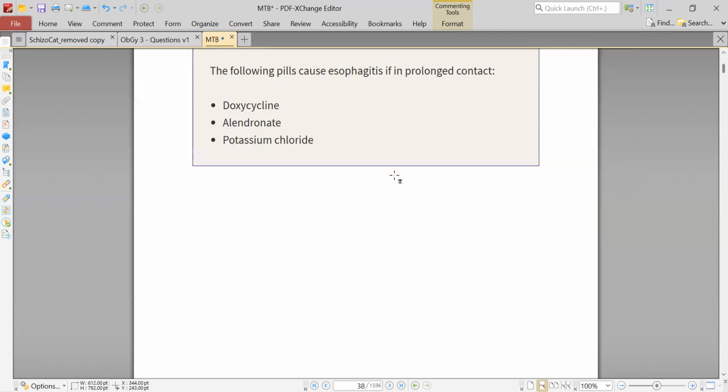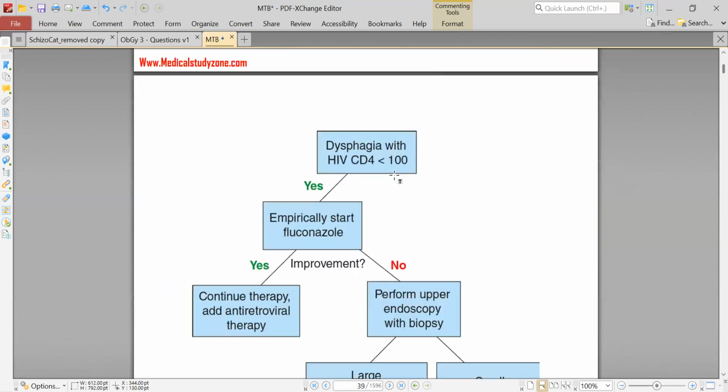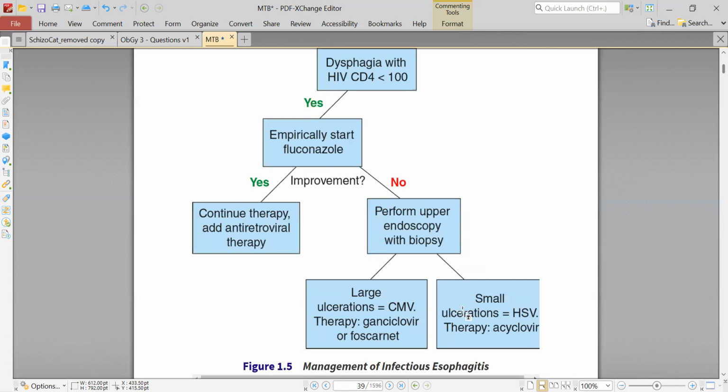Tetracycline, bisphosphonates, and KCl. So first of all, we have to see what is the cause of the dysphagia. If the CD4 count is less than 100, then you have to start fluconazole. If it is not responding to fluconazole, what are you going to do? We are going to add antiretroviral therapy. If there is no improvement with fluconazole, then we do endoscopy with biopsy. The biopsy is going to show us everything.